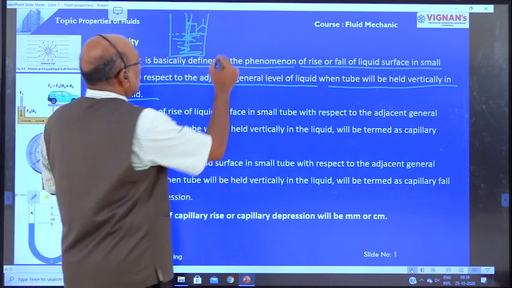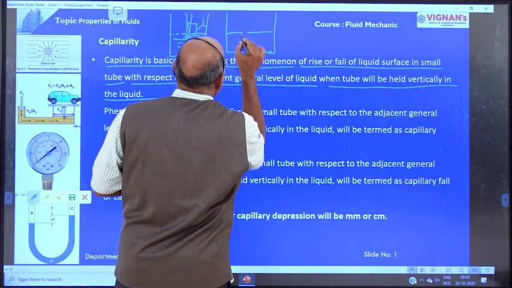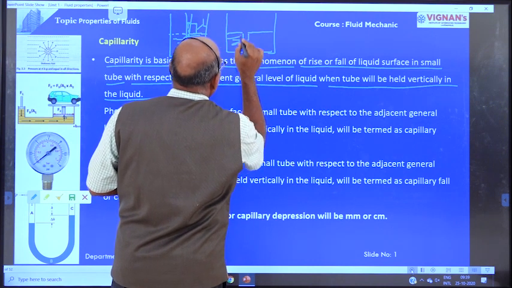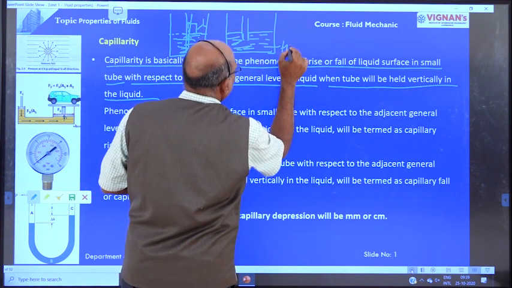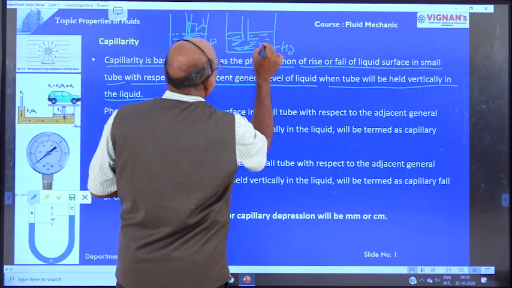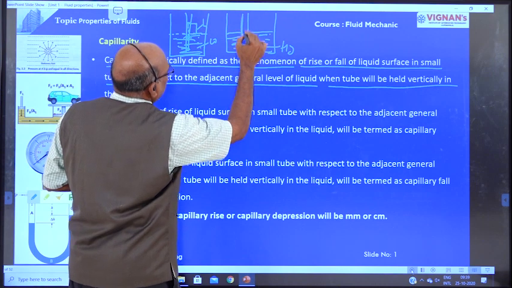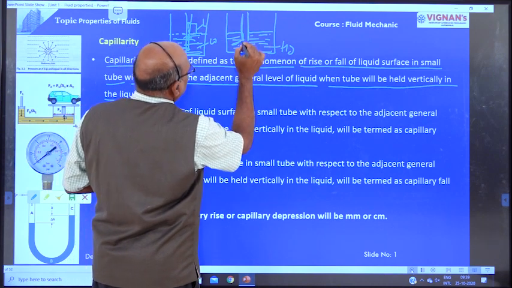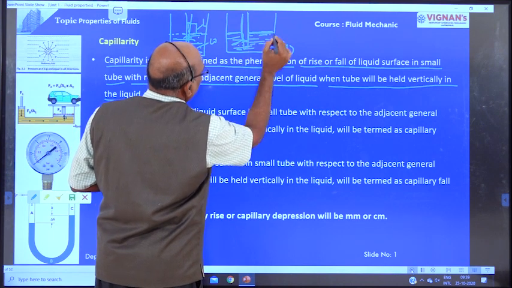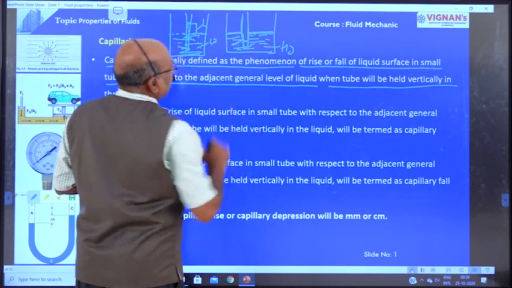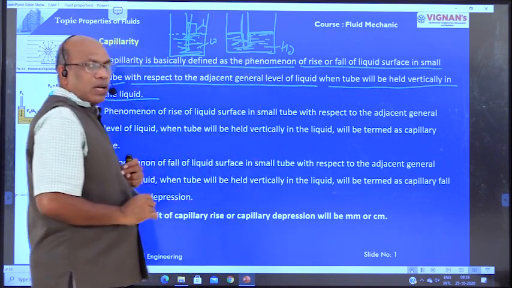Some liquids, suppose this is the heavy liquid, mercury, filled in the glass tube. This is water. Here we are going to install one small glass tube vertically. Automatically the water level in the glass tube is below the surrounding level of the beaker. This is nothing but capillarity fall, right?